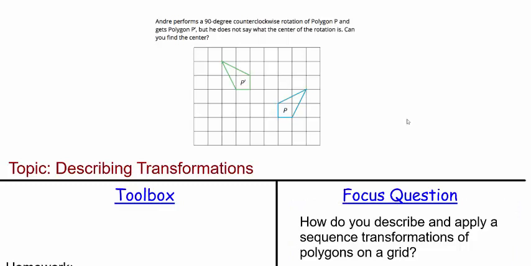So our warm-up says, Andre performs a 90-degree counterclockwise rotation of polygon P and gets polygon P prime. So here's polygon P, rotated 90 degrees counterclockwise, and gets polygon P prime. But he does not say where the center of rotation is. Can you find the center of rotation?